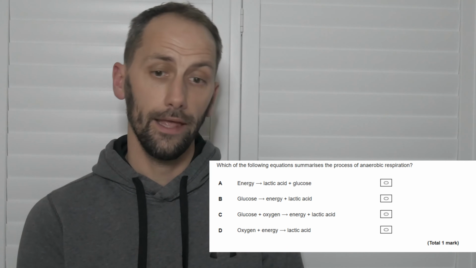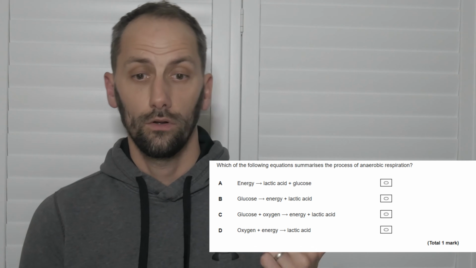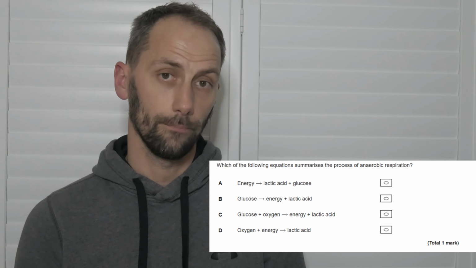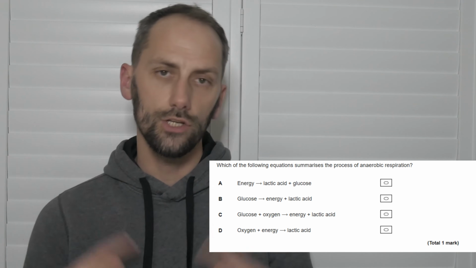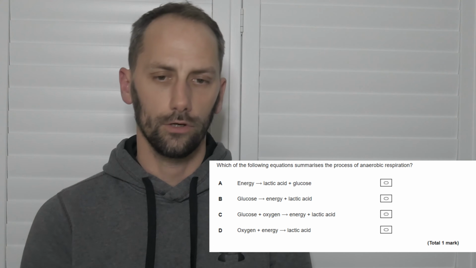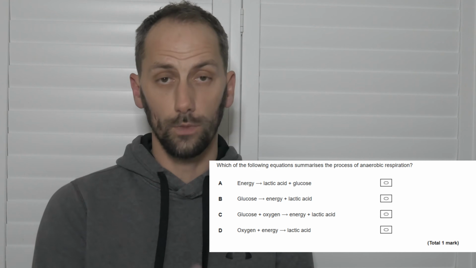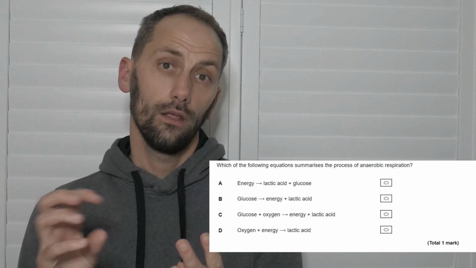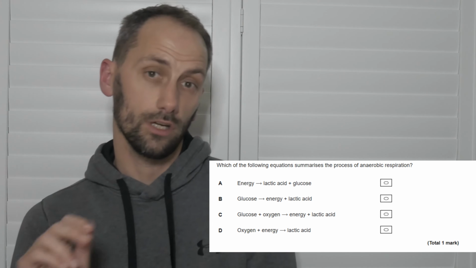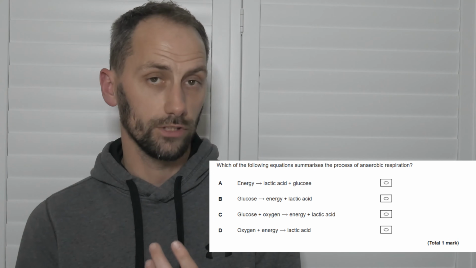Now what we get from there is that we end up with energy, carbon dioxide and water. So what that's saying is that the energy is coming from glucose and oxygen. Because we have those, we end up with energy. The waste products or the byproducts are carbon dioxide and water.